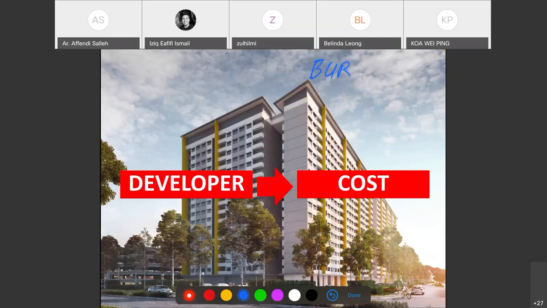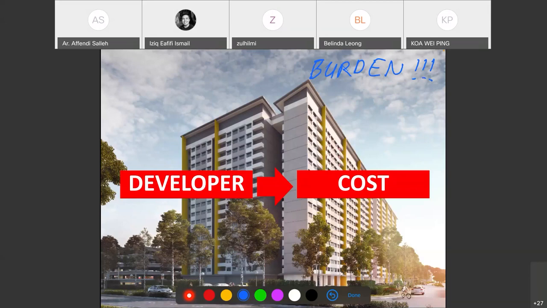As a burden. Beban. They are forced to build this thing. Forced to. Kalau ikut dia orang ni, kalau ikut private developer, they don't want to build affordable housing. They would rather use their land in their township to build free market housing, and that's not a wrong attitude. That's what they are meant to do.